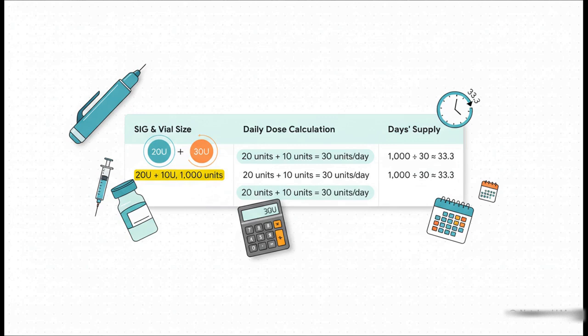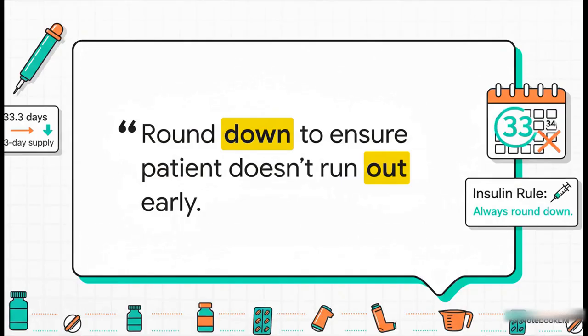But hold on, we're not quite done. This is a critical safety rule you have to remember for insulin. You always round down. Always.